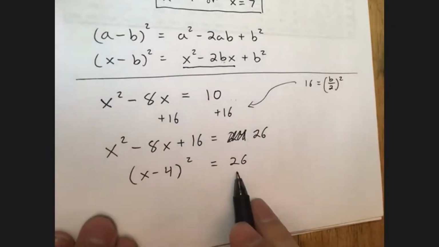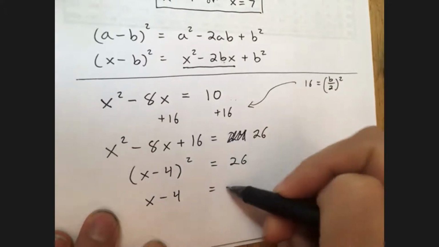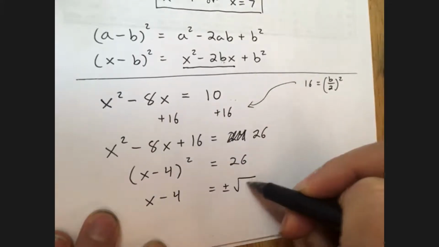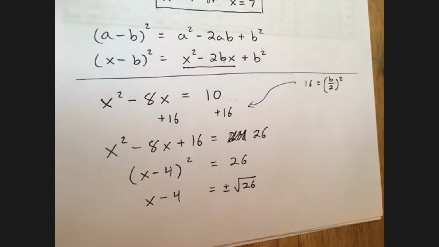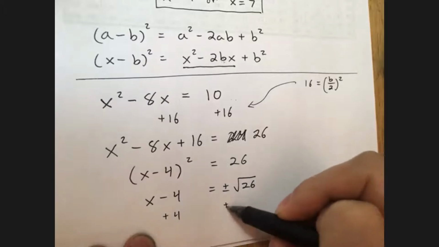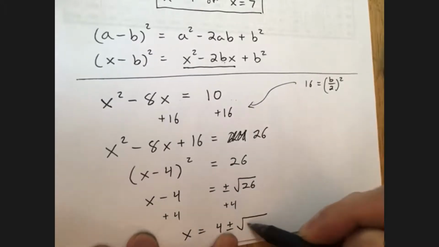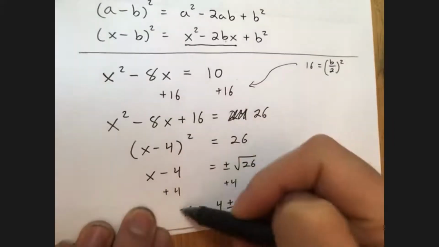So now I'm going to use the square root property. The square root property says x minus 4 is equal to plus or minus the square root of 26. Root 26 doesn't simplify. It factors as 2 times 13. 2 and 13 are prime numbers. They don't have any other factorizations. So there's no perfect square factors. So I just leave it like this. I add 4 to both sides. I get x equals 4 plus or minus root 26. That's my final answer.